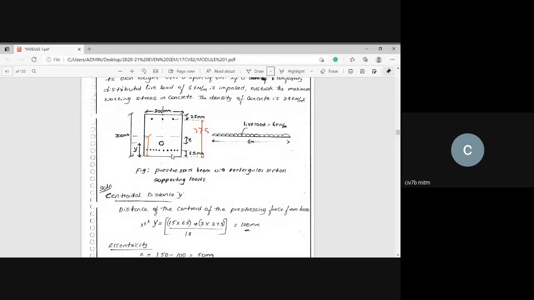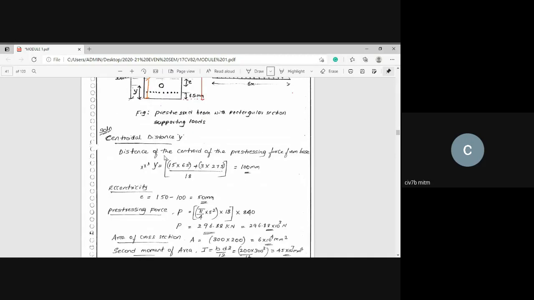So from the number of wires, where exactly the pre-stressing force is induced has been calculated. So that distance is 100 millimeter. We already know that the centroidal distance of this section is 150. So 150 minus 100, we get 50 millimeter. So this is the way you are going to calculate the eccentricity. Is it clear? Okay. So this is the way you need to calculate the eccentricity when the eccentricity is not given. So let me move on to the next.